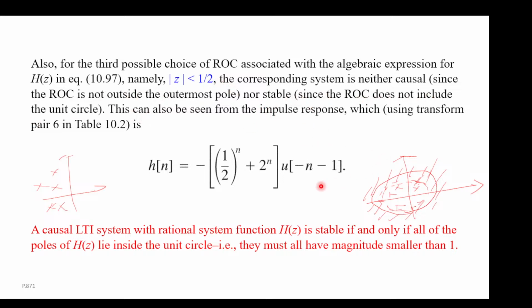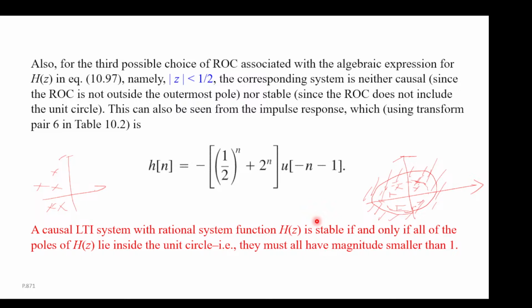But anyway, we can still inverse transform using the partial fraction expansion, and we see that it is minus (1/2) to the n plus 2 to the n, times u of minus n minus 1. You see that this is not causal because on n less than 0 you have signal, and it is not stable because (1/2) to the n on negative n is going to be exponentially growing, so this is not absolutely summable.